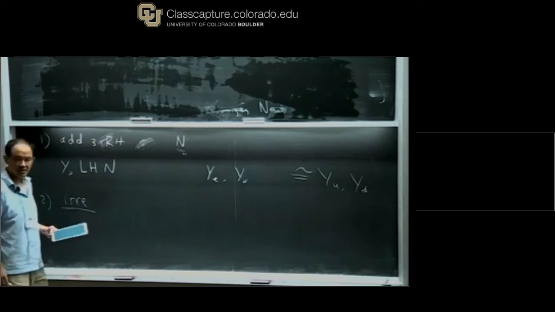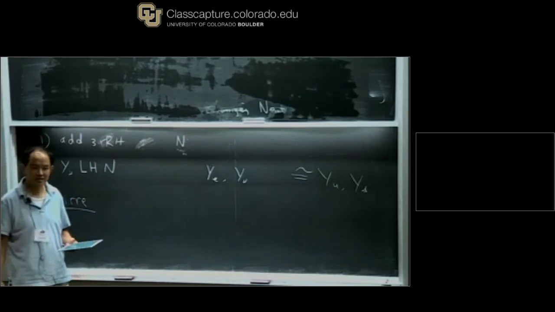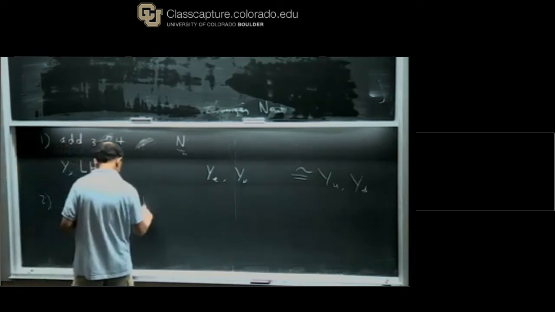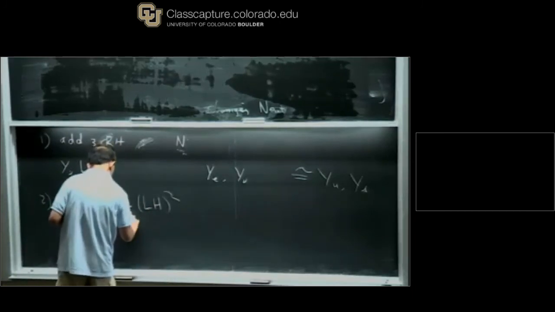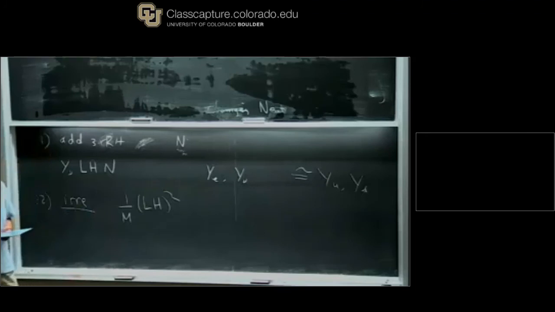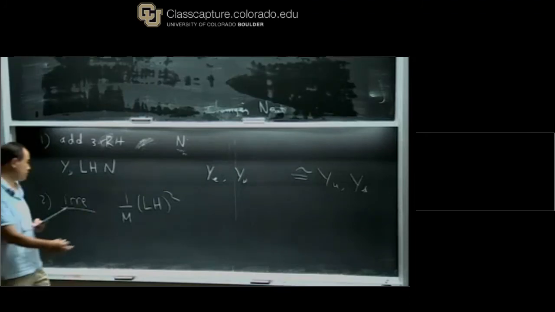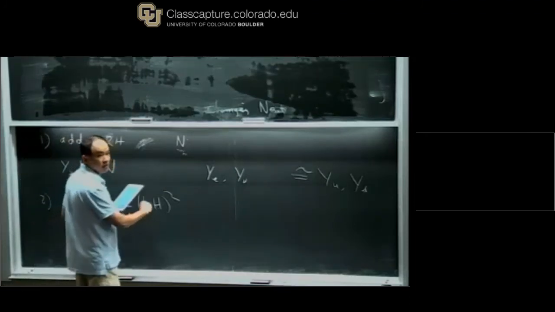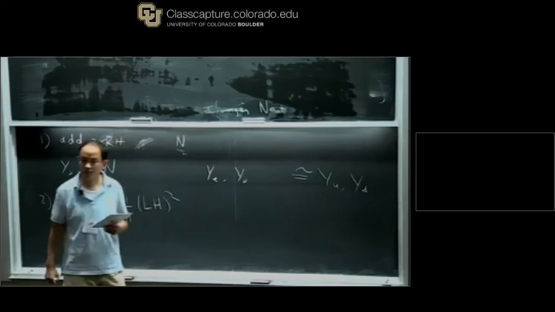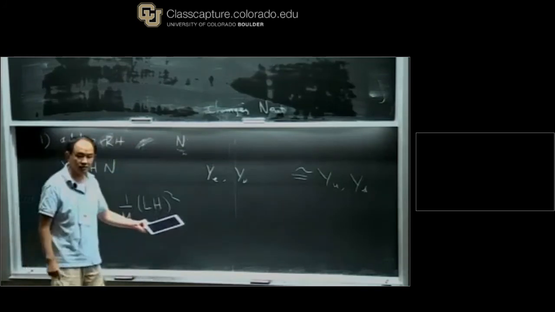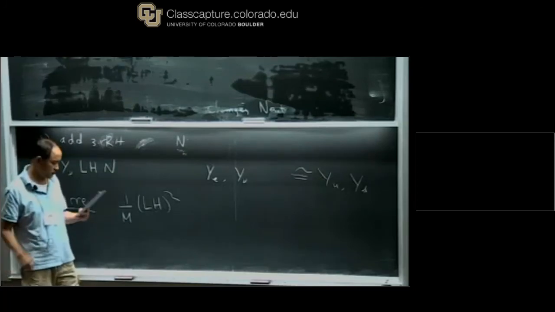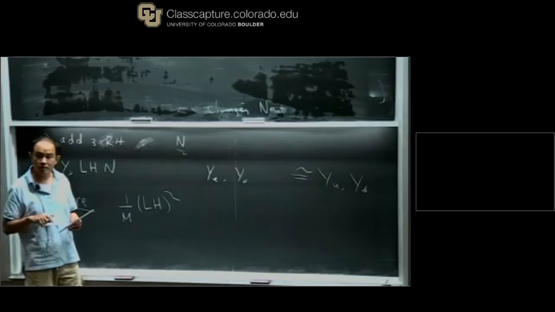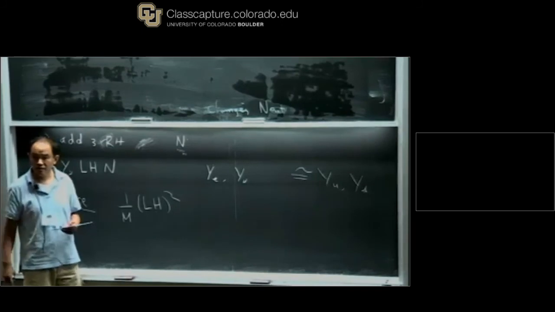This is called, I think, a Weinberg operator. It's LH squared. It's that operator. So this is a doublet, this is a doublet. You can form a singlet and just square it. This is dimension 5, so this is 1/M. This is one of the lowest dimensional irrelevant operators you can write for the standard model.